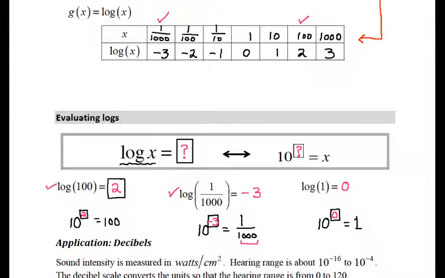And our last one, log of 1 is equal to 0. Looking at this ordered pair here, with input 1, we have output 0. So this is the same information again. It's just looking at a way to evaluate logs without having to first fill out a table for an exponential function and then swap the rows.